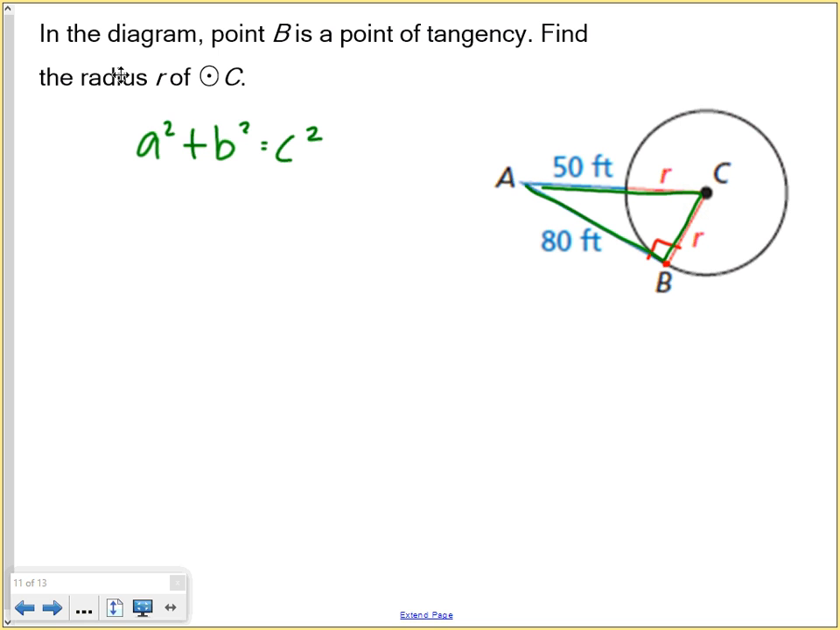Now, what's our A and our B here? Let's just start with that. What are the two legs, the A and the B? 80 and R are our legs. 80 and R make up the right angle. Now your C is your hypotenuse, across from the right angle, which is all of this, A all the way to C. So your hypotenuse is not only 50, and it's not only R, it's all of it.